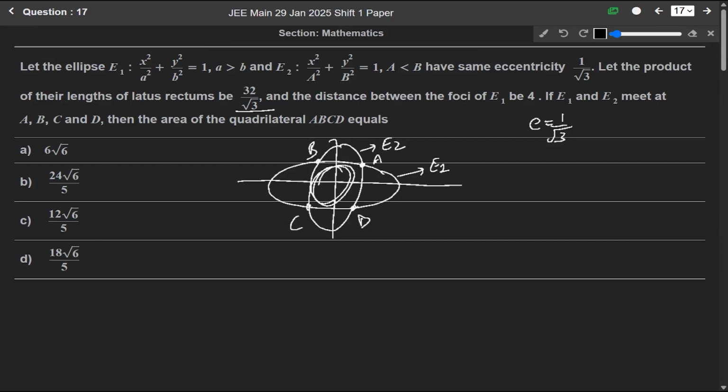Okay. So first, it is saying it has the same eccentricity. If the eccentricity is the same, we can write for this B square over A square will be equal to 2 by 3, and it will be equal to A square over B square. So from here we can write B square equals 2A square over 3, and from here we can write A square equals 2B square over 3. Okay.